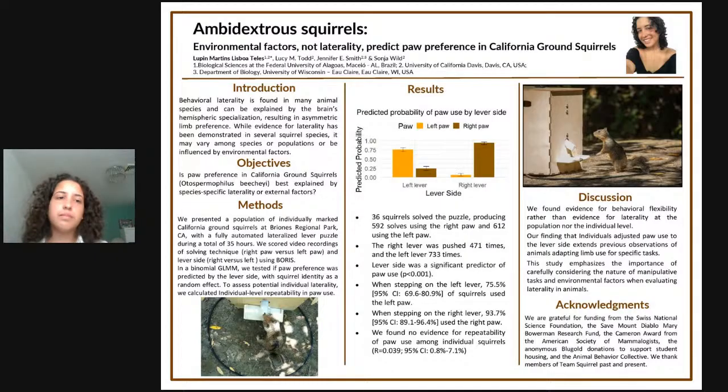And so we should emphasize the importance of carefully considering the nature of manipulative tasks and also the environmental factors when we are going to evaluate laterality in animals.